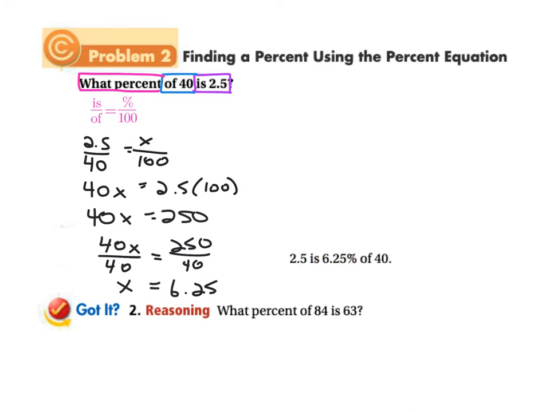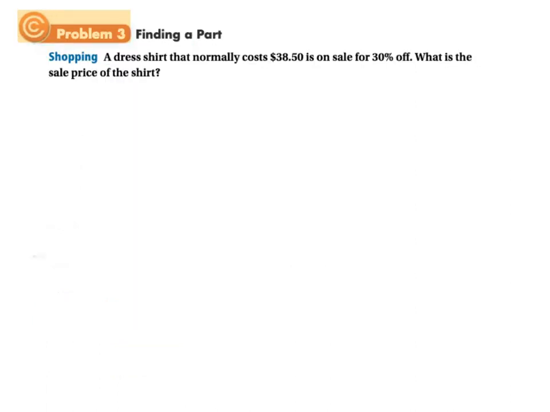Try it with this got it problem. Okay, what do we do for this word problem? It says a dress shirt normally costs $38.50, and it's on sale for 30% off. The trick with these types of problems is if you're saving 30%, then what percent are you paying? If you take 30% away from 100%, the sale price is going to be the other 70%. So you can take your is over of equals percent over 100.